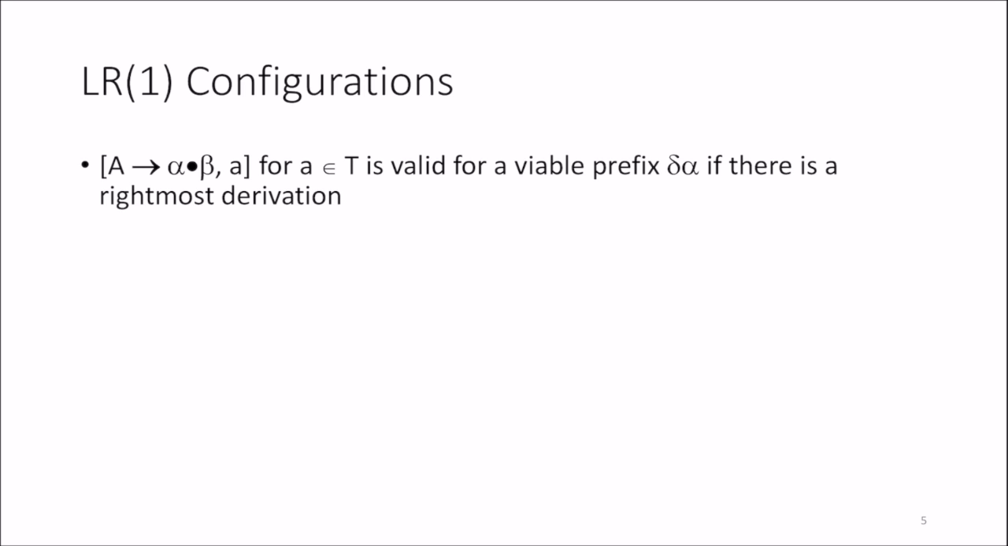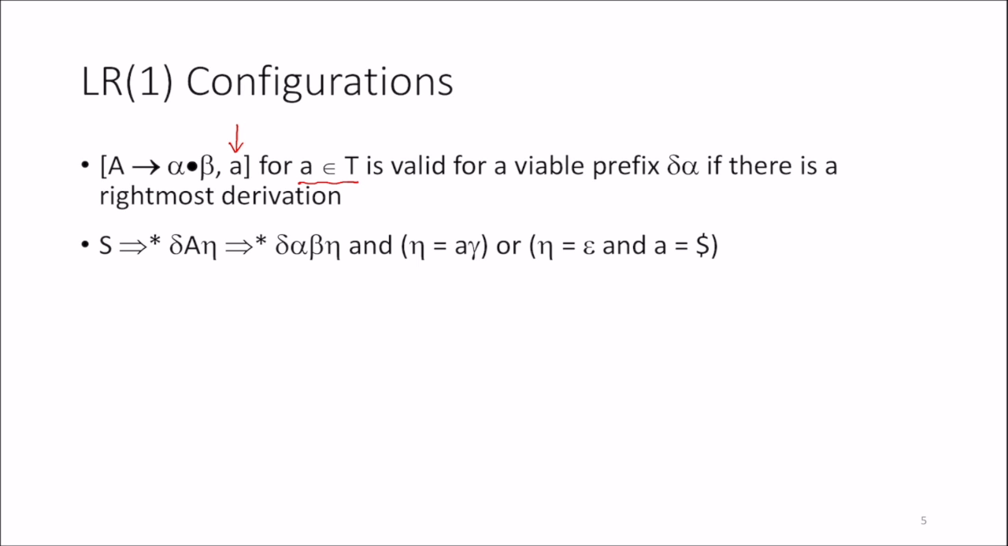Configuration and dotted rule are interchangeable terms. If I have a dotted rule, as you can see, there's a dot here in front of beta, and there's a new thing that's been added here. This is the new addition in an LR1 dotted rule, where I've added a terminal symbol. So A belongs to the set of terminal symbols, and it's viable if there's a rightmost derivation where I'm taking alpha beta and replacing it with an A, right? So that's this rule over here.